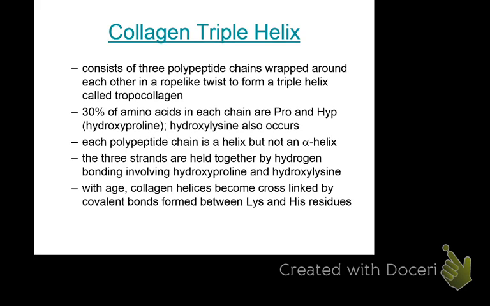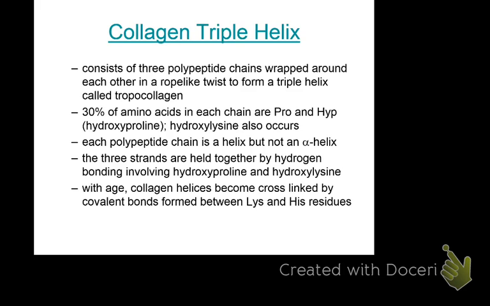And as we mentioned in the last chapter, about 1/3 of the amino acids are actually prolines and hydroxyprolines. You can also have hydroxylysines. And prolines help keep it with kinking. And then the hydroxyprolines help increase the hydrogen bonding between the different strands of the rope, if you want to think of it that way. So that makes it really, really strong.